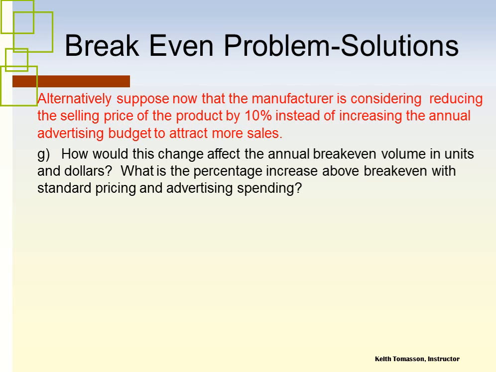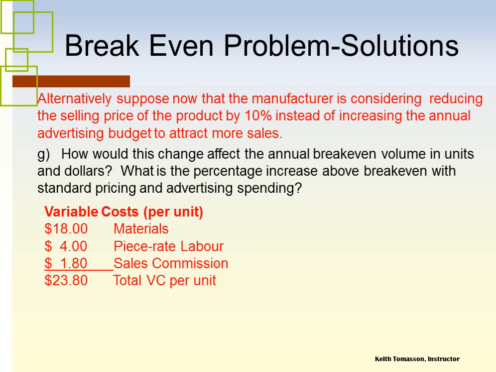So that's our dilemma. That's the problem that we're going to solve. This one's a little bit more complicated because changing our selling price, reducing our selling price by 10%, is going to affect our unit contribution. So let's take a look at the total variable cost per unit in this example.